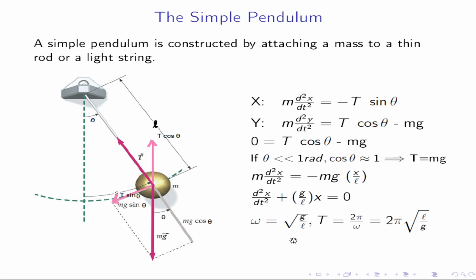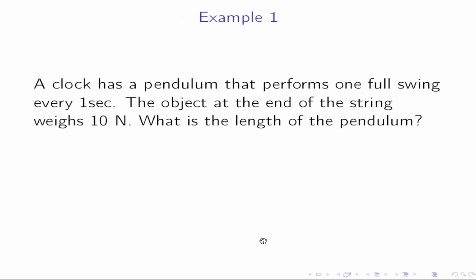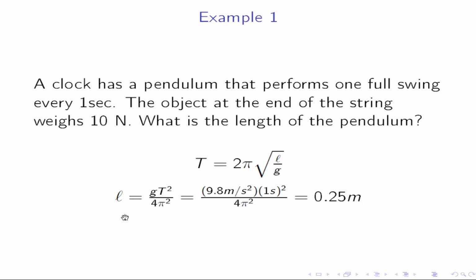The differential equation for oscillation is d²x/dt² + (g/L)x = 0. Here a clock has a pendulum that performs one full swing every 1 second. The object at the end of the string weighs 10 Newton. What is the length of the pendulum? We have T = 2π√(L/g). From that, L = gT²/(4π²), which is equal to 0.25 meter.